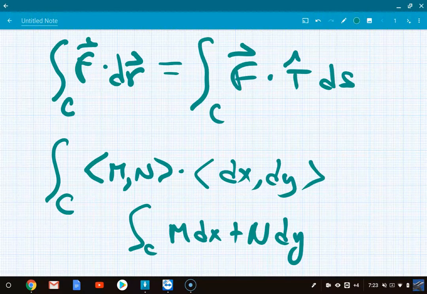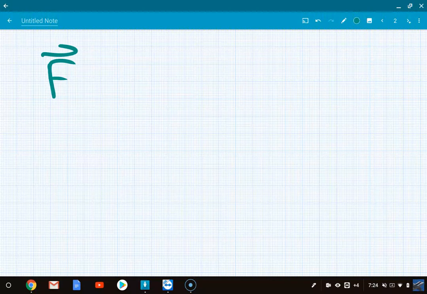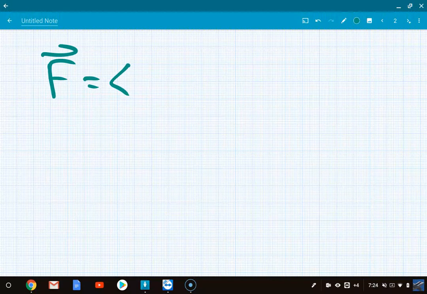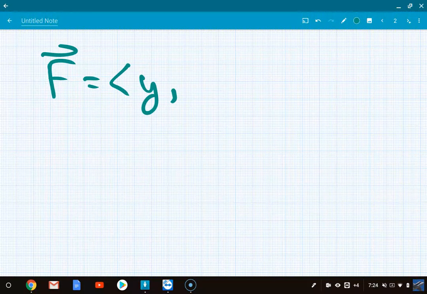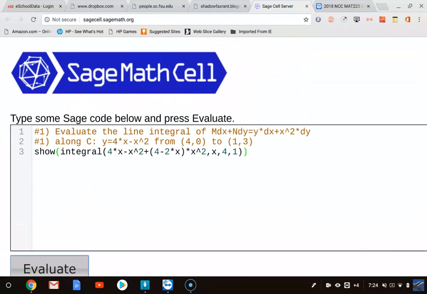Let's see about this. What do we got? We've got a force vector. We have a force field, or vector field, where M is y and N is x squared. I'm saying that M dx plus N dy is y dx plus x squared dy. So in other words, M, the horizontal component of the vector field, is y, and N, the vertical component of the vector field, is x squared. So is there a way to do this parametrically like yesterday and get the same thing?